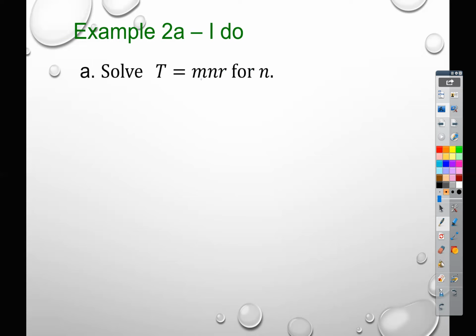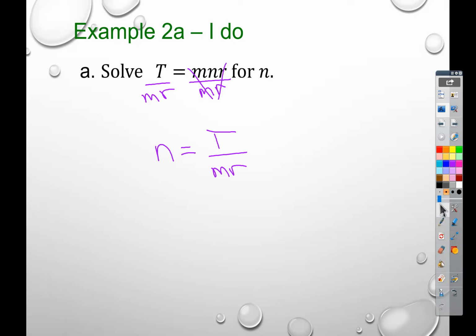So the m and the r are being multiplied to the n. So the opposite of that would be to divide. If I do that, I get n by itself, and that equals t over m r. And that's all I want you to do. I just want you to isolate it.